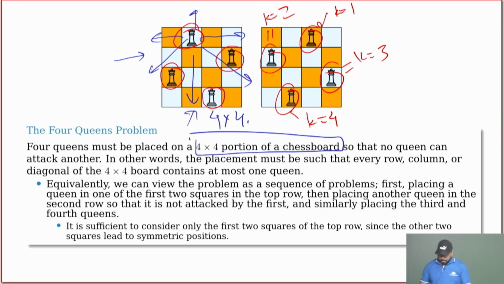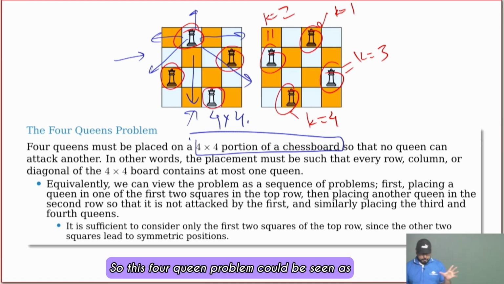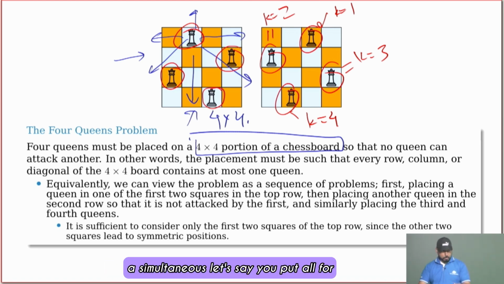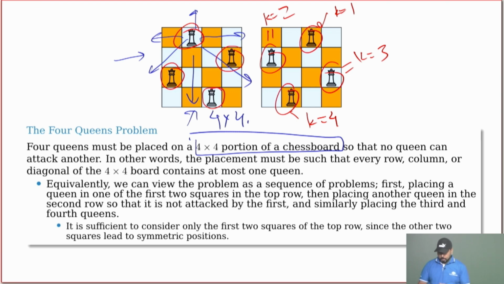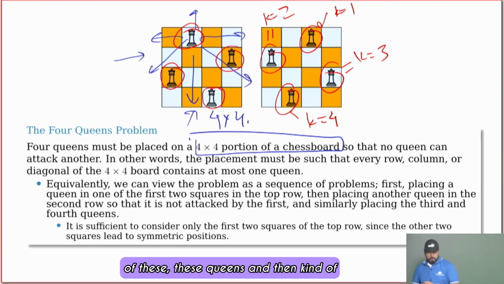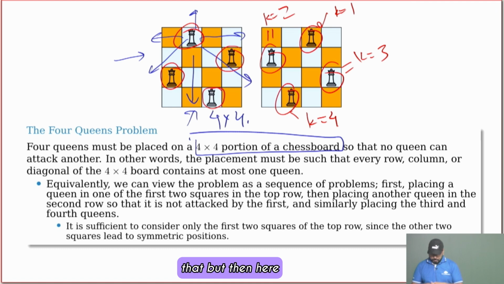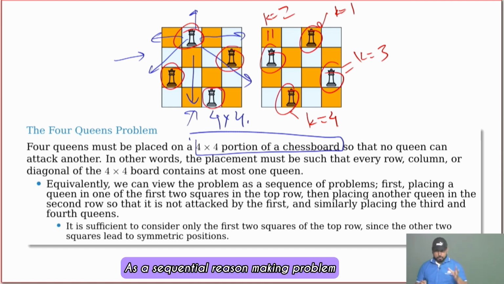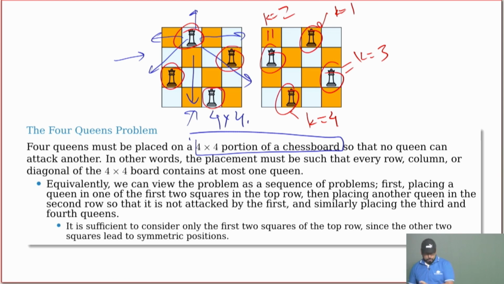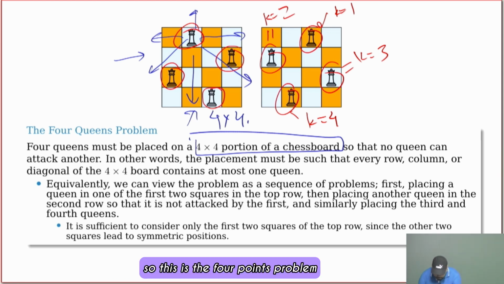So this 4 queens problem could be seen as a simultaneous problem, where you put all possible combinations of these queens, and it's kind of a rearrangement problem, like you want to put 4 pieces on a 4x4 grid, so the space will be quite huge, and then you may want to play around with that. But here we want to see this as a sequential decision making problem where we want to go from 1, 2, 3, 4. Okay, so this is the 4 queens problem.